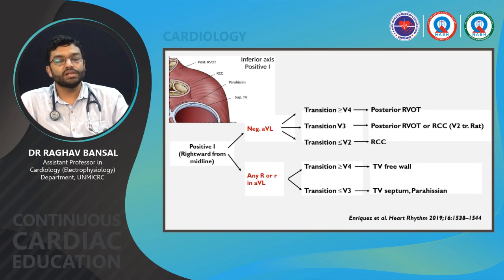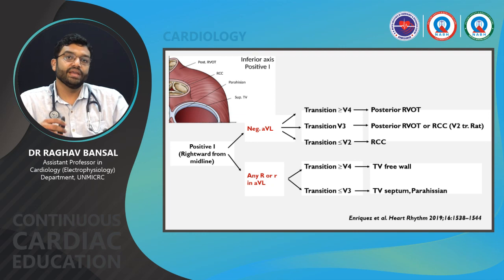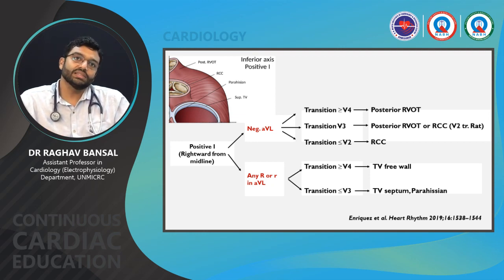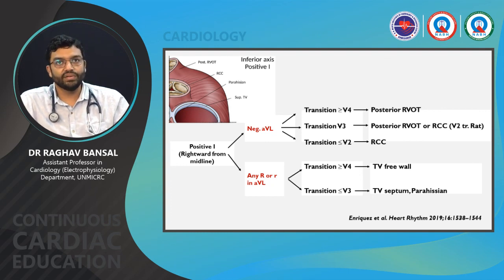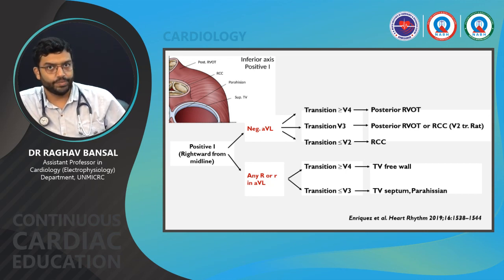So starting from the right superior quadrant, which has an inferior axis and positive lead 1, what we look at is lead aVL. Mostly the structures in this quadrant are superior structures like the RVOT and RCC. Important to understand is that aVL is not only a left-sided lead but also a superior lead. So these superior structures always give a negative deflection in lead aVL. If the deflection is negative in aVL, it will point towards the superior structures, which include the posterior RVOT and the right coronary cusp.